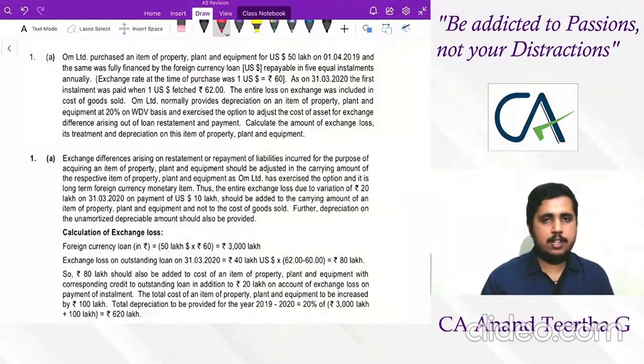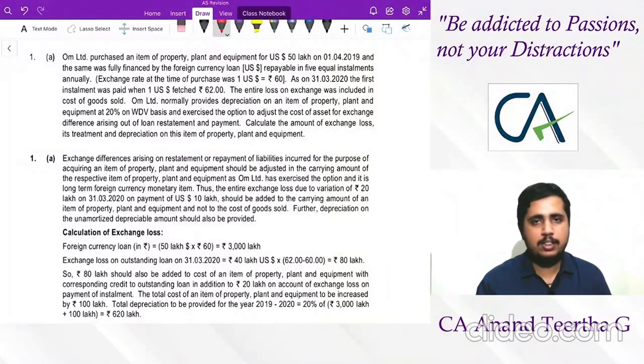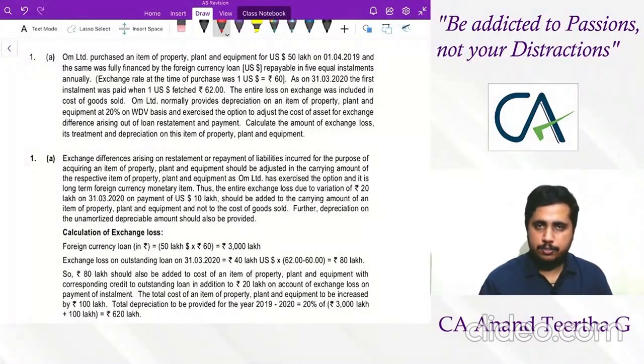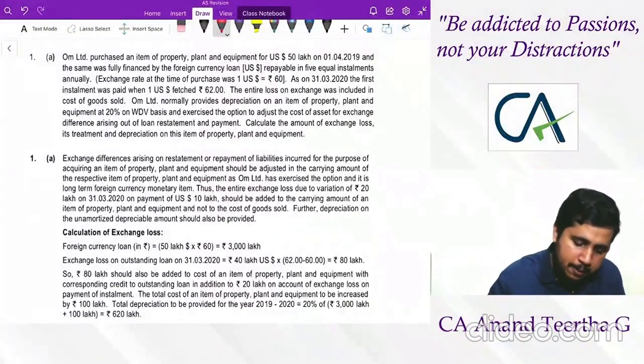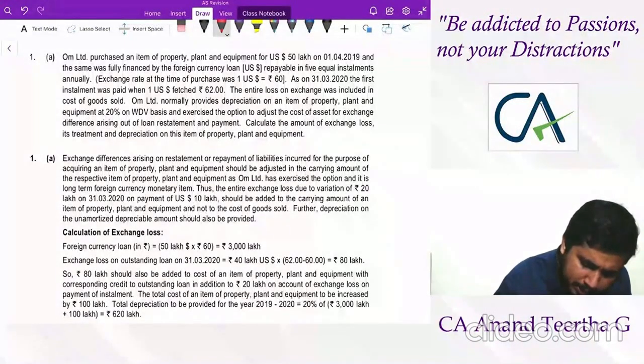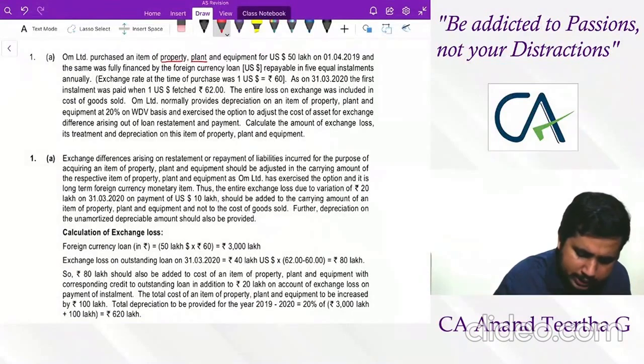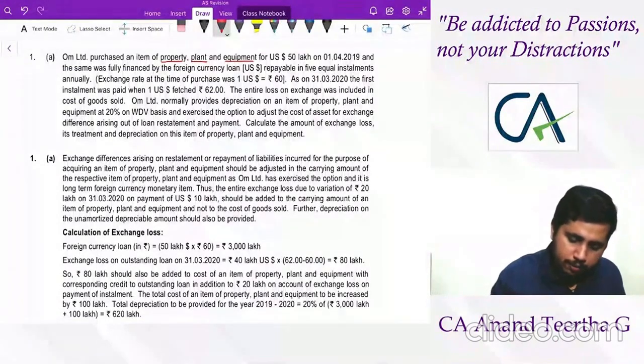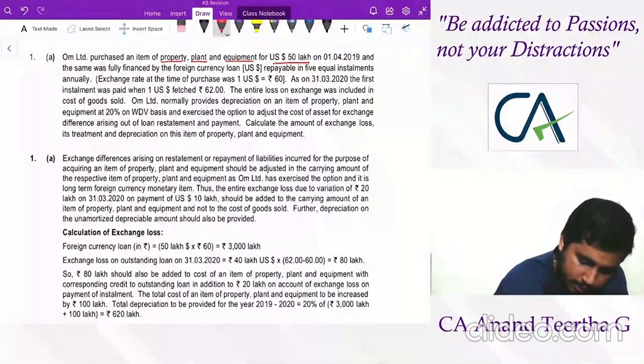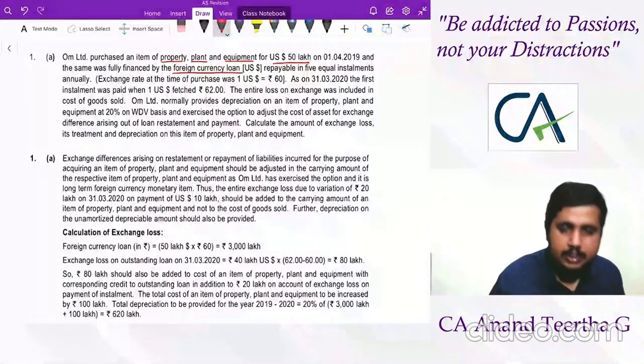Okay, so now this is the question which is given to you. First, read the question. To some extent, you may feel this confused. This is an MTP question. So read the question once. You'll first understand that and then you can go with the interpretation of the answer. First, they purchased a property, plant and equipment. So basically, it's a fixed asset for $50 lakh. Fair enough. Then it has been taken up through a foreign currency loan.